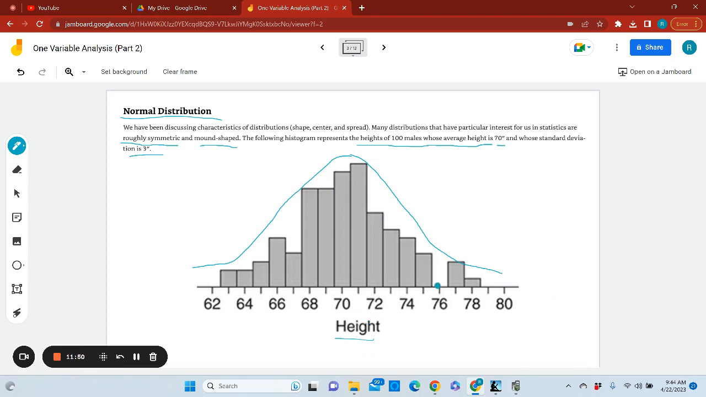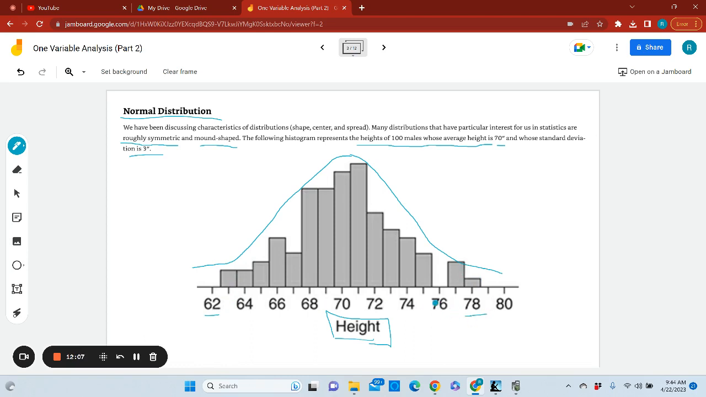And we should also know that if a variable is normally distributed, like something like height might be, lots of people are average, and the further I get away from average, you see fewer people who hit those heights.